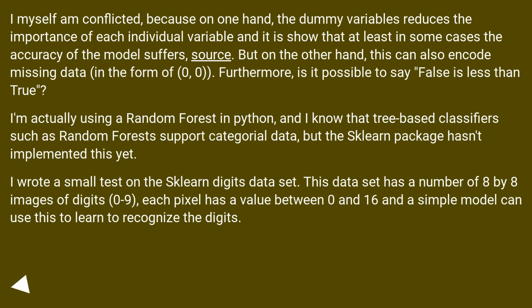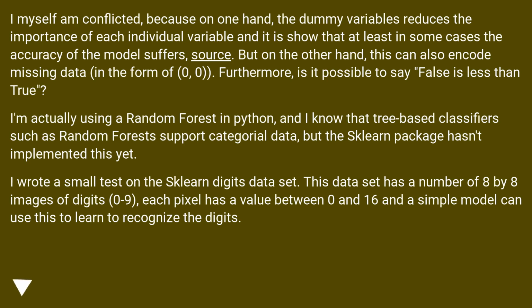I myself am conflicted, because on one hand, the dummy variables reduce the importance of each individual variable, and it is shown that at least in some cases the accuracy of the model suffers. Source. But on the other hand, this can also encode missing data, in the form of 0, 0. Furthermore, is it possible to say false is less than true?